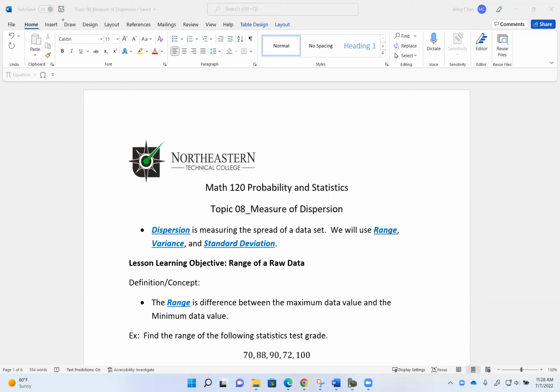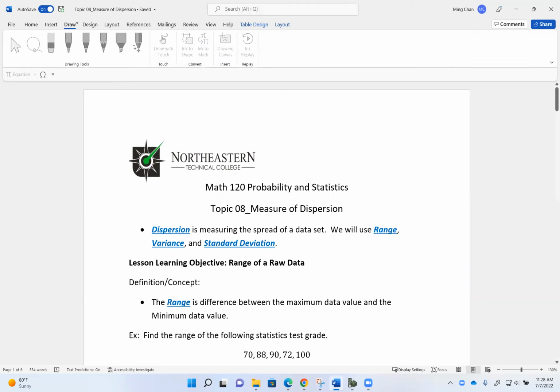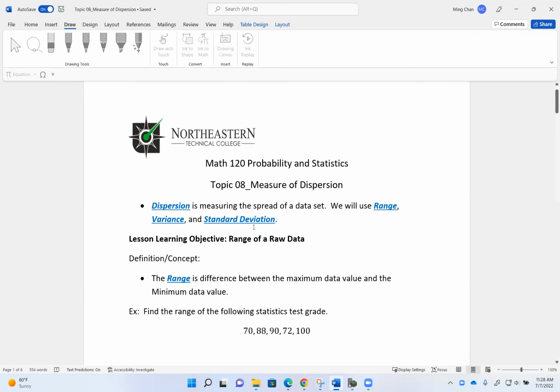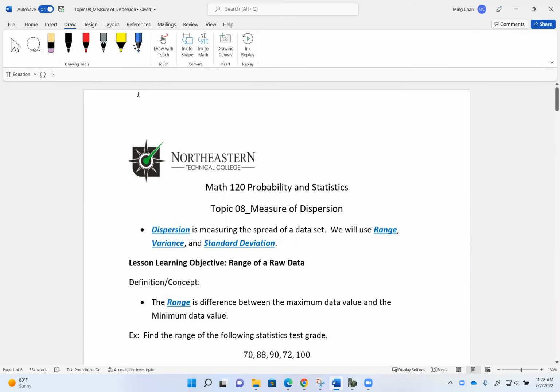In this lecture video, we're going to talk about the so-called measure of dispersion. The word dispersion means measuring the spread of a data set. If you have a bunch of data, it's about how wide it is, how much it spreads out. We will use the concepts of range, variance, and standard deviation to measure the spread of the data.